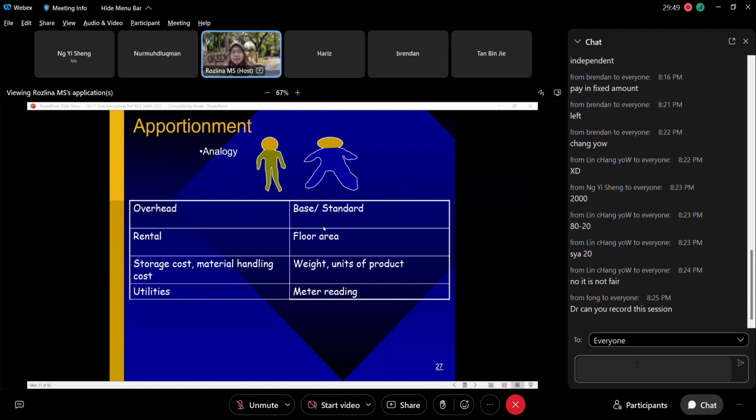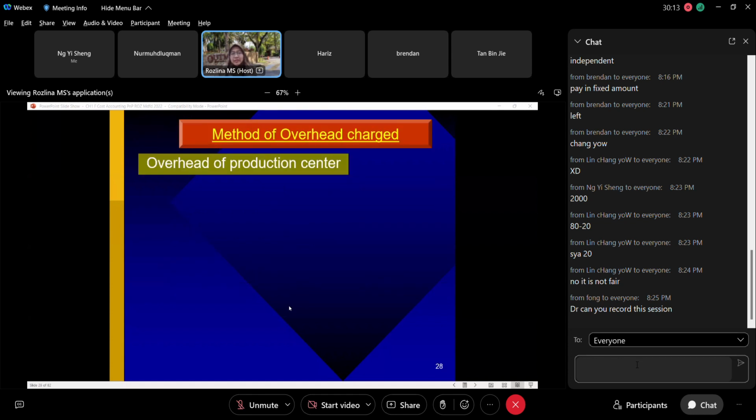Tadi kita cakap siapa yang ambil? Kita cakap tadi Brandon yang ambil master bedroom. So Brandon kena bayar lebih. Okay. Storage cost and material handling cost are based on units of product or wage. Utilities are based on the meter reading. So now it can be fair lah. Baru kita rasa fair.